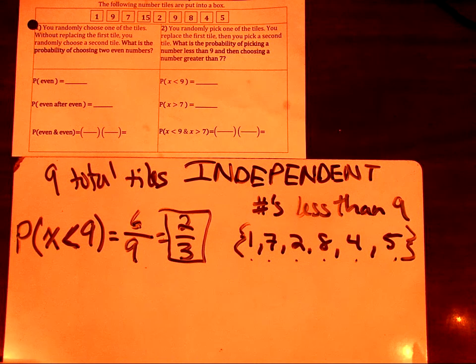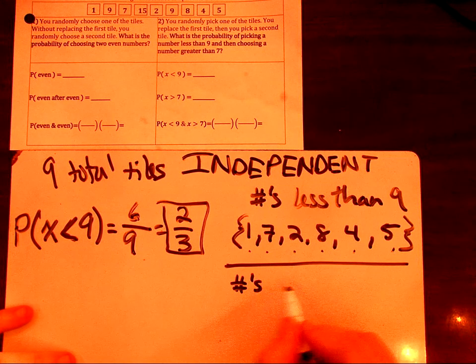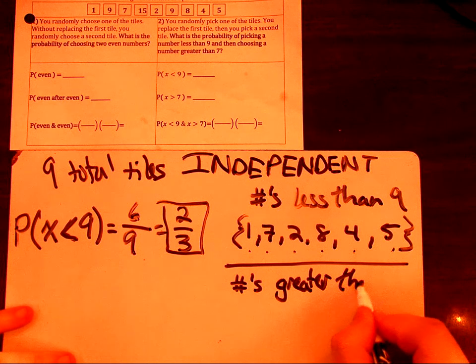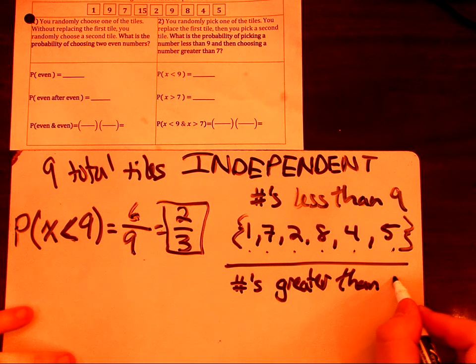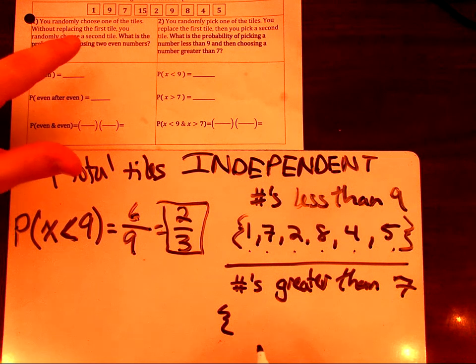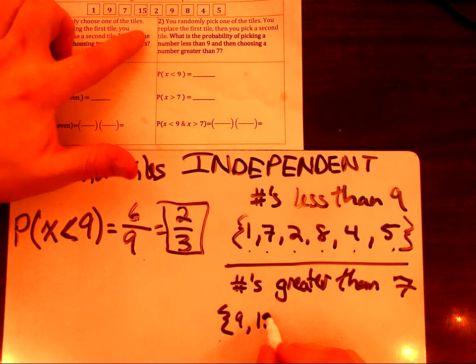So now we took a tile out, but we put it back. So now I'm looking for numbers greater than 7. Let's see, which numbers are greater than 7? We have a 9, a 15, 9, and 8.